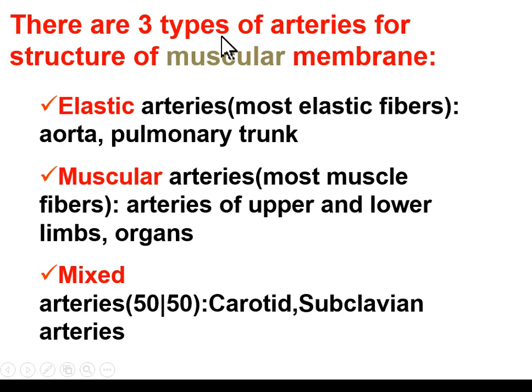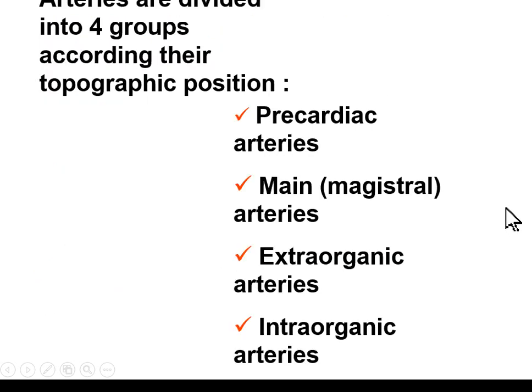There are three types of arteries according to the structure of the muscular layer: elastic, muscular, and mixed. Arteries are divided into four groups according to their topographic position: precardiac, main or mediastinal arteries, extraorganic, and intraorganic. There are four groups of arteries corresponding to their topographic position.